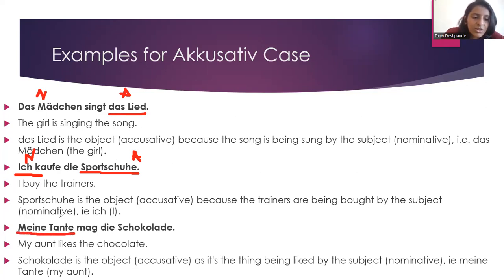Meine Tante will be in nominative only. But die Schokolade will be in accusative because die Schokolade is the object. It's the thing liked by someone. So the action of liking is done on the chocolate. That is why it is in the accusative case.